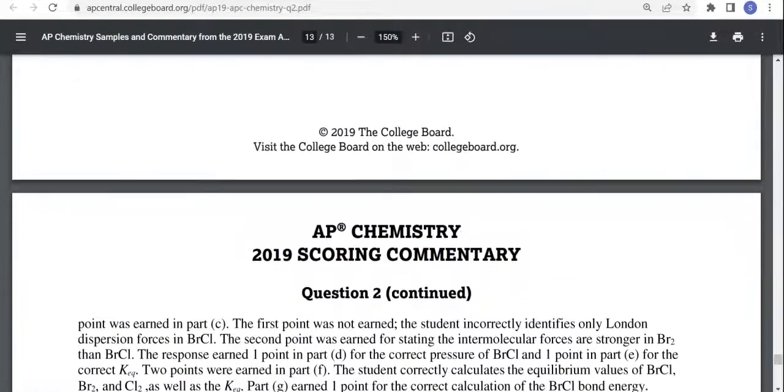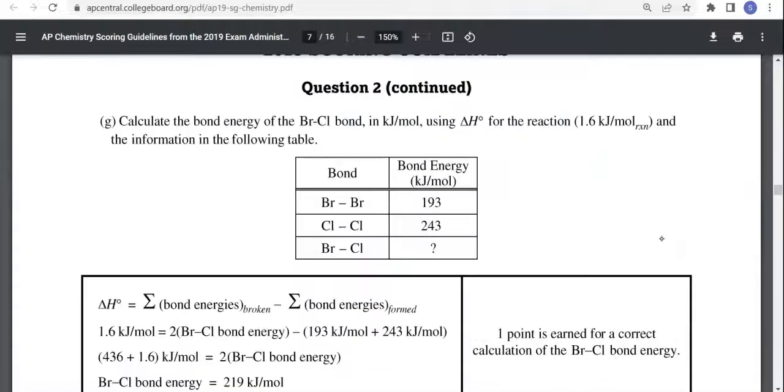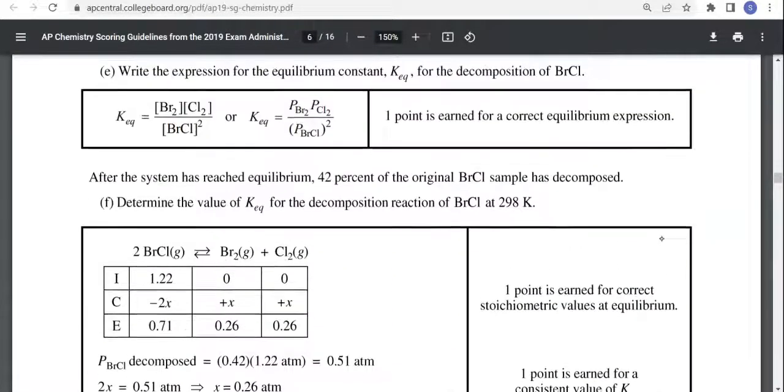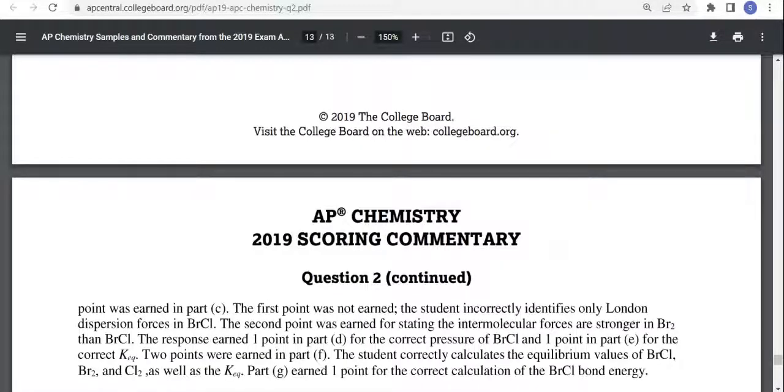And then, yeah, they only received 1 out of 2 points for Part C. The first point was not earned. Remember, the first point for that was identifying the intermolecular forces in each substance. And that was not earned because the student incorrectly identifies only London dispersion forces in BrCl and not the dipole-dipole forces. But they do correctly state that the intermolecular forces are stronger in Br2 than they are in BrCl, so they do receive the other point.